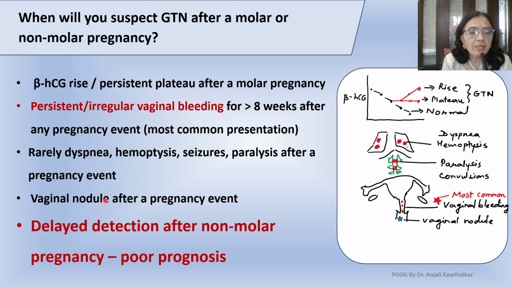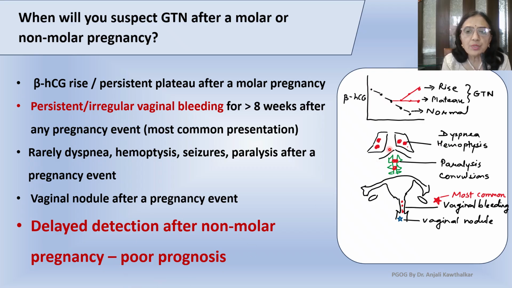Sometimes a patient presents with a vaginal nodule after a pregnancy event, which looks like a bluish-blackish nodule over the vaginal wall. In that case also we have to keep the possibility of GTN in mind, because lung metastasis and vaginal metastasis are the common sites of metastasis. Delayed detection after non-molar pregnancy is the most important bad prognostic factor associated with poor prognosis. This is very important to understand.